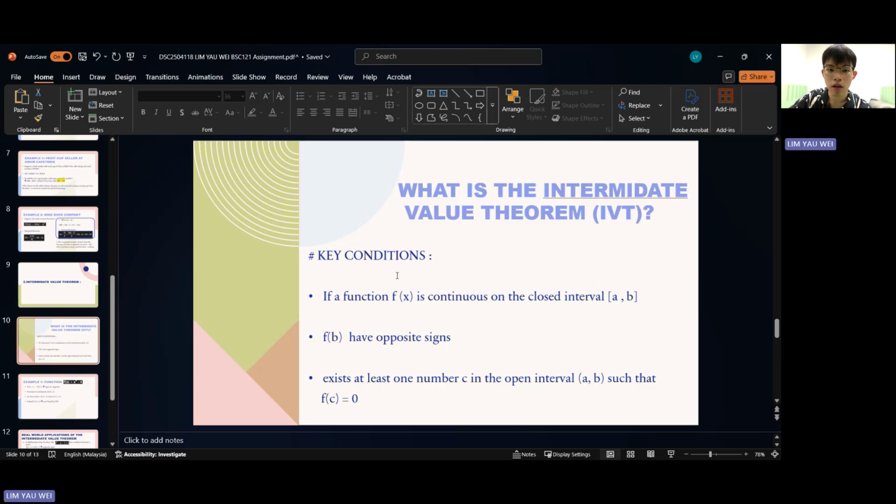IVT, the three key conditions. One, the function is continuous on the closed interval a and b. Two, f of a and f of b have opposite signs. Then there exists at least one number c in the open interval such that f of c equals zero. So we can find the root.